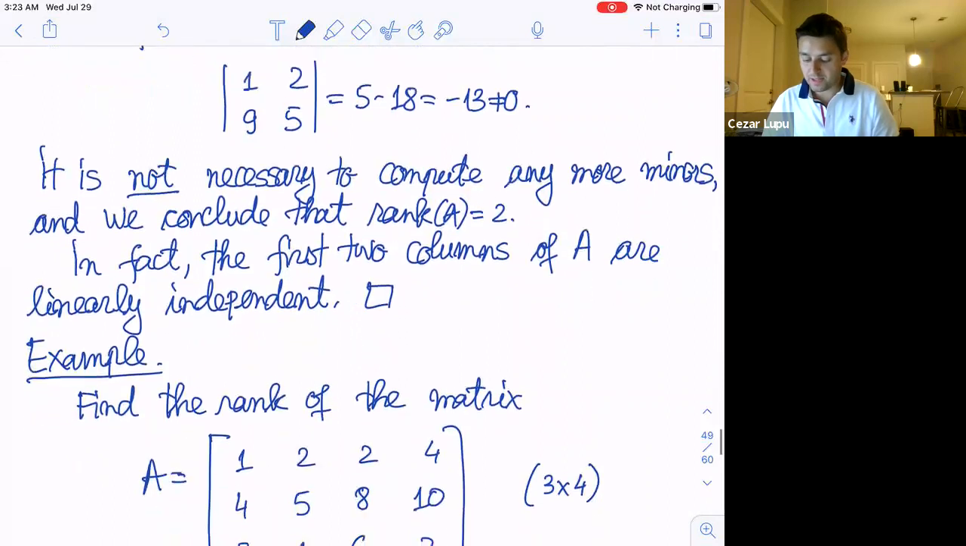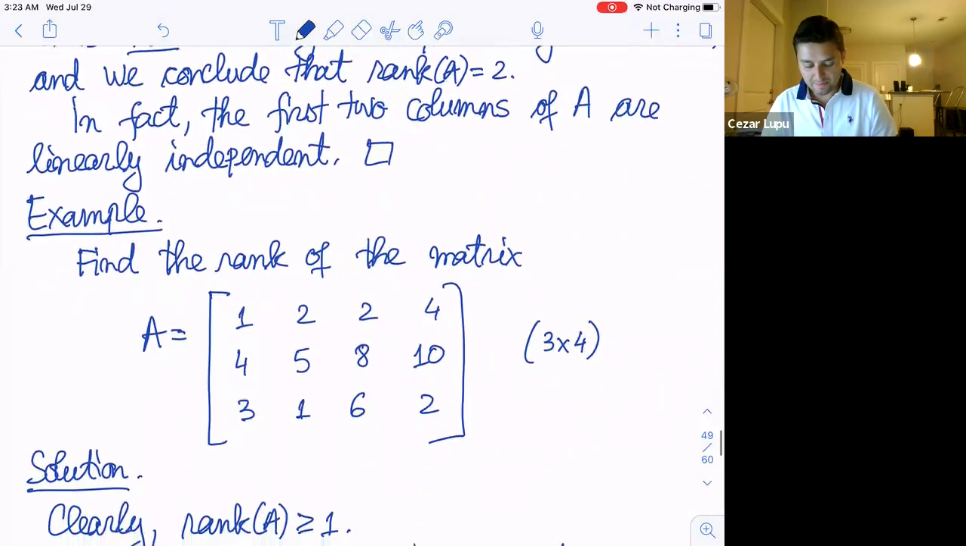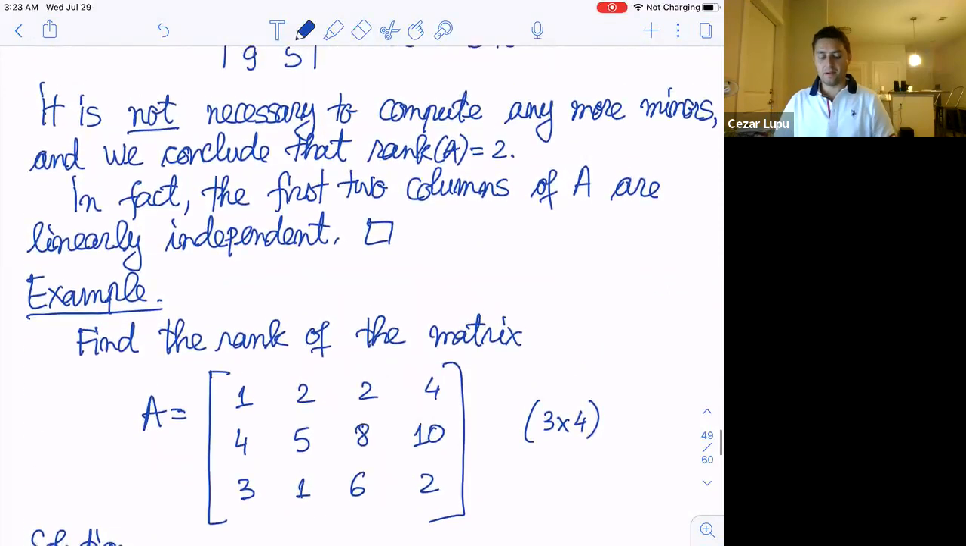Let's see another example. This time another 3 by 4. Looks like I have something with a 3 by 4 matrix. Again, the same story applies here. This is a non-square matrix, a 3 by 4 matrix.